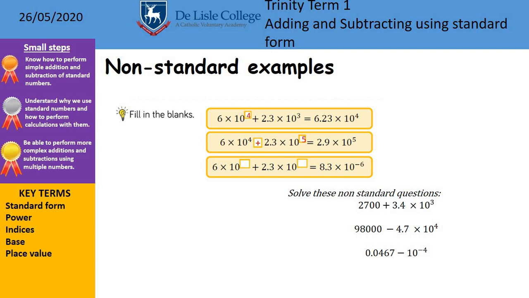The last one, we have the 6 and the 2.3 to make 8.3, so that means the 2 and the 6 are in the same position with regard to the powers of 10, so they're both -6.